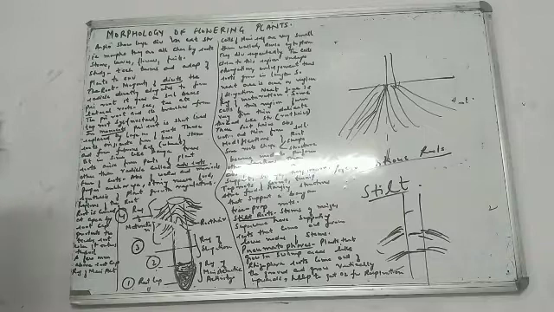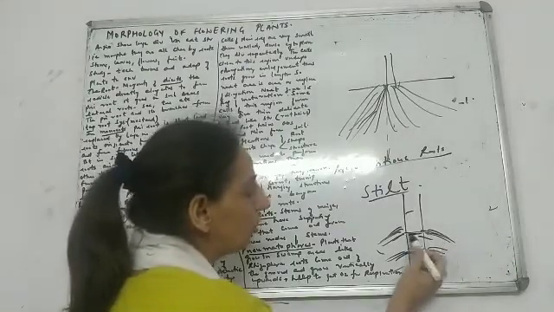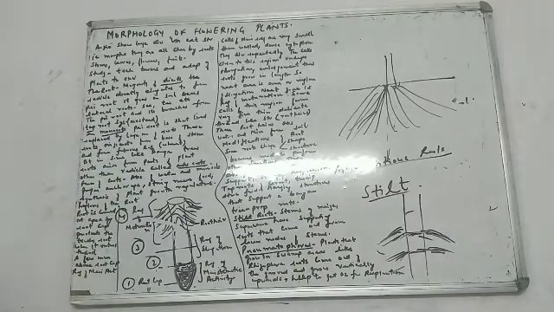So, what do you need to remember about stilt roots? Plants like sugarcane, from the lower nodes, you will find these root structures coming out. They help in what? They help in supporting the plant. Such kind of roots are known as stilt roots. You will find them in maize and sugarcane.